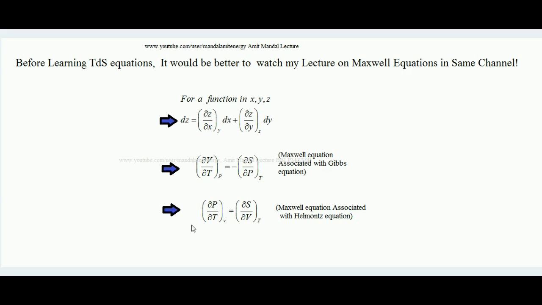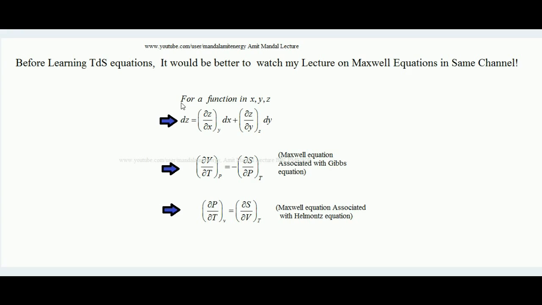Third thing you should keep in mind is that del P by del T at constant v equals del s by del v at constant T. This is Maxwell's equation associated with the Helmholtz equation. All these equations are better elaborated in my lecture on Maxwell equations. This is the reason that I am directly taking these equations for further derivation of the TdS equations.